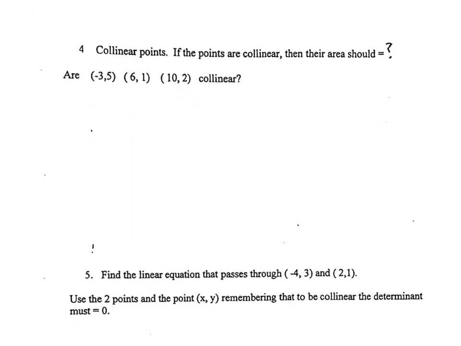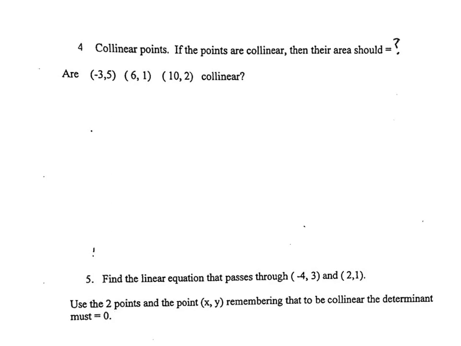You could determine if 3 points are collinear. If the points are collinear, think about that. If I have 3 points and they're collinear, and I draw a triangle, think about trying to draw a triangle with 3 collinear points. It wouldn't have any space, if you will. If I try to draw a triangle with 3 collinear points, there's not going to be any area, I guess you could say. So if 3 points are collinear, what should their area equal? And that would be 0.